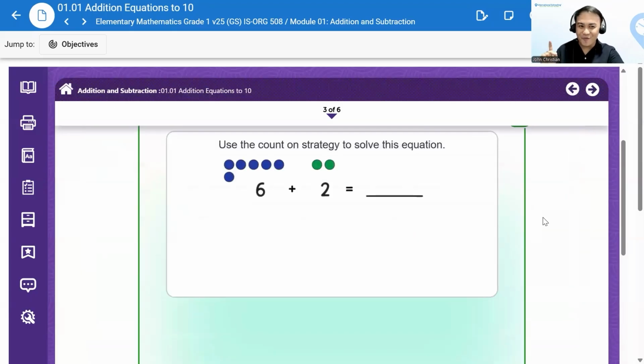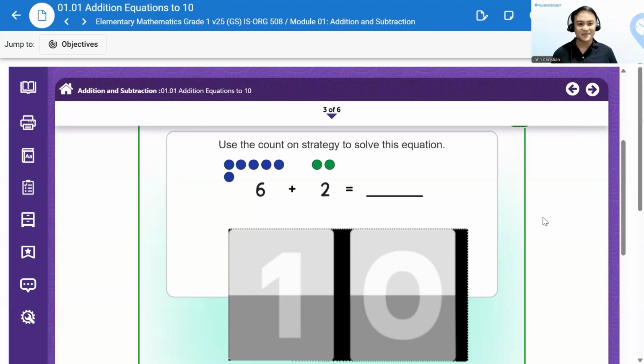Now, let's see what you learned today. Use the count on strategy to solve this equation. 6 plus 2 equals. Can you use the count on strategy to solve this equation? I'm going to give you 10 seconds to answer this equation.